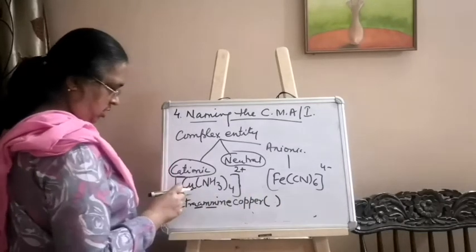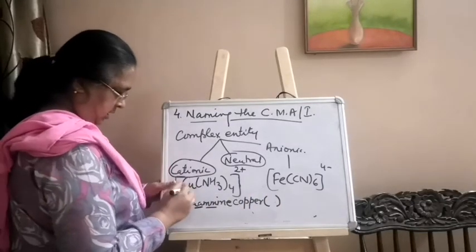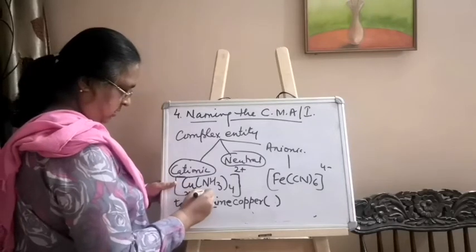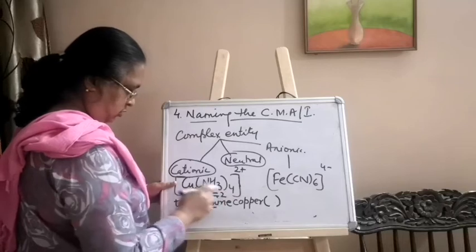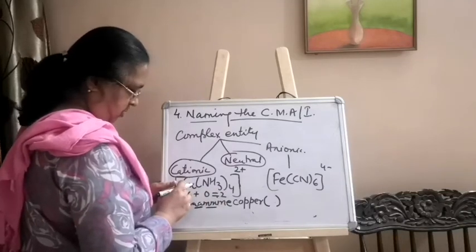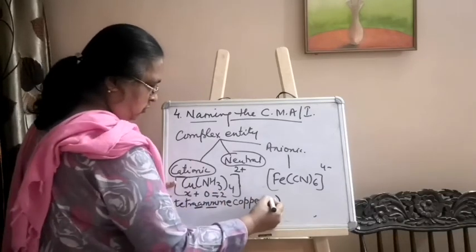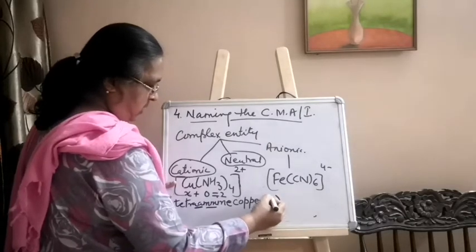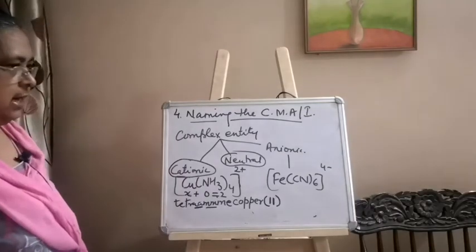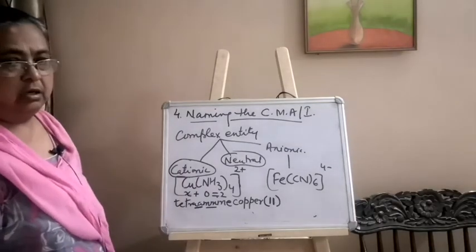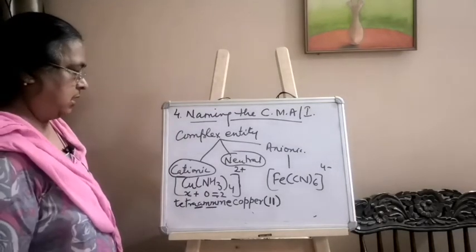What is the oxidation number? You can calculate. This is X plus 0 plus 2. So this is 2. So X is equal to 2. So the oxidation number of copper is 2. So you will write it with a capital Roman number. With that you will write the oxidation state in the small bracket.